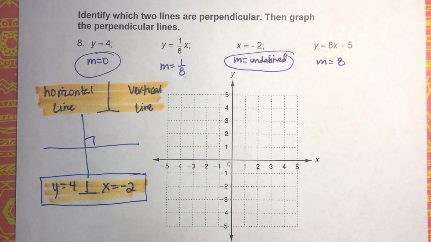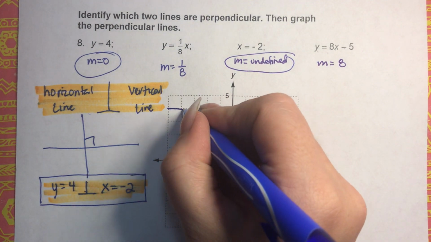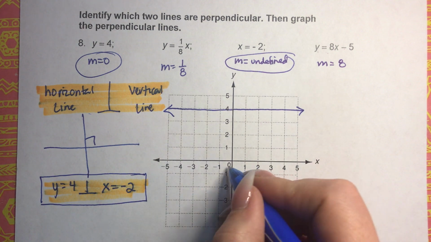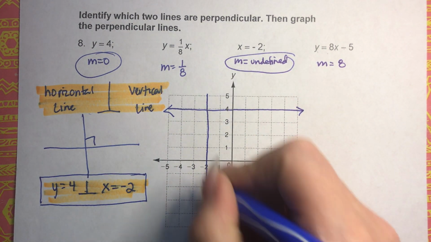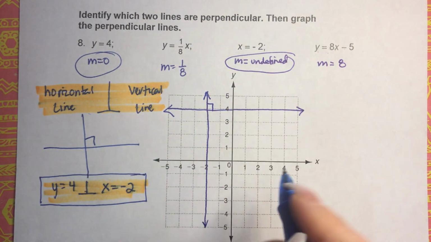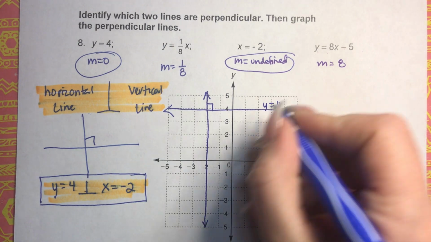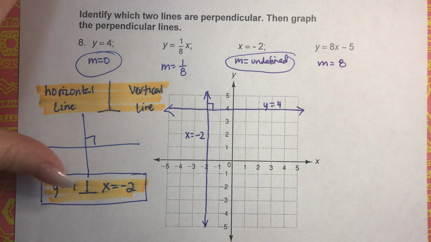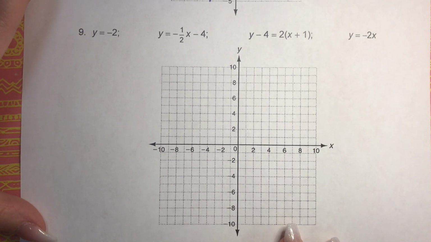Now we just need to graph them. So y equals 4. Where's y equals 4? Y is 4, so there's a nice little horizontal line. And then x equals negative 2, there's our little vertical line. And you can see they're totally perpendicular to each other, right? Put that little line. This was y equals 4, and this was x equals negative 2. Boom, that's it. All right, now I want you to go ahead and try this problem on your own.